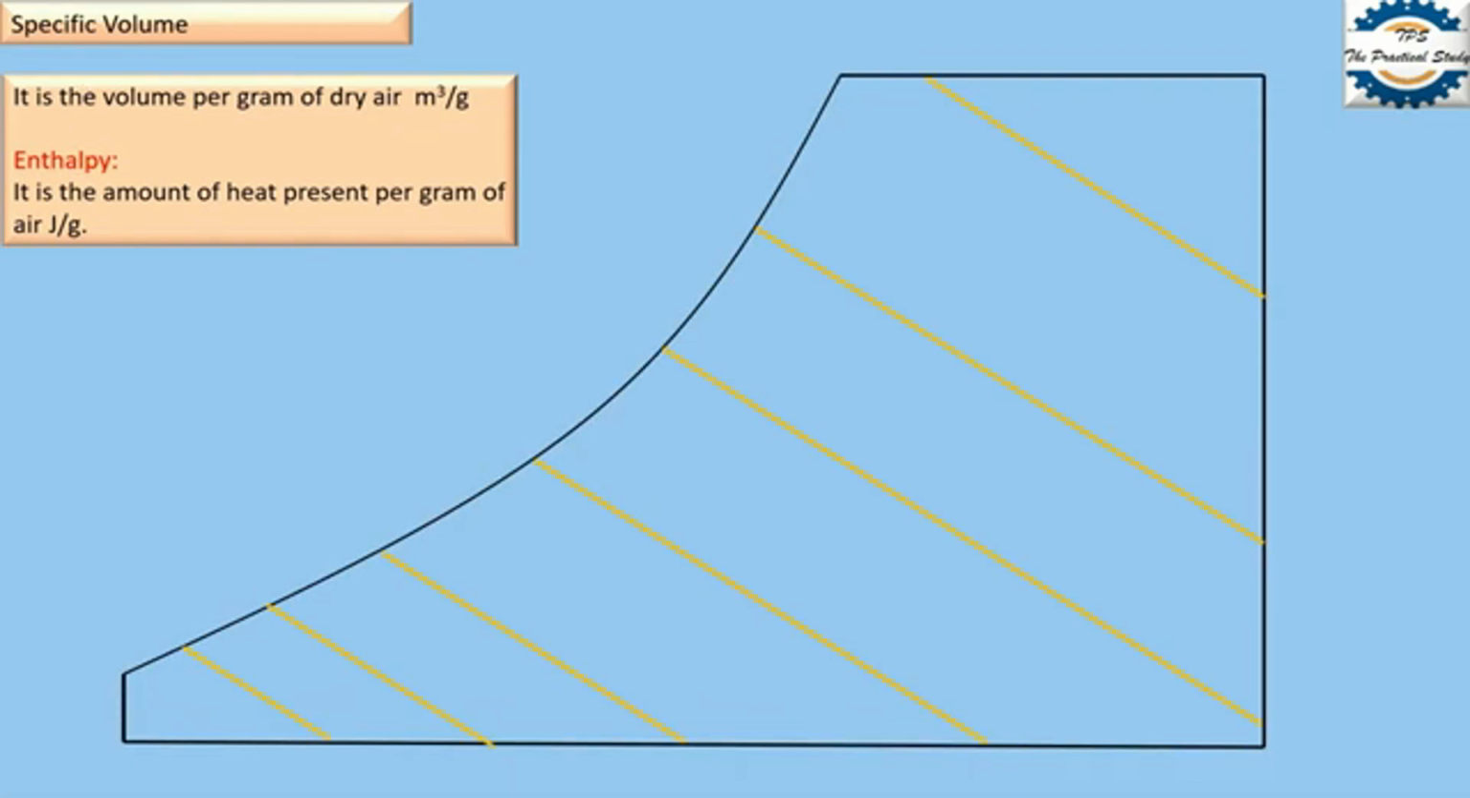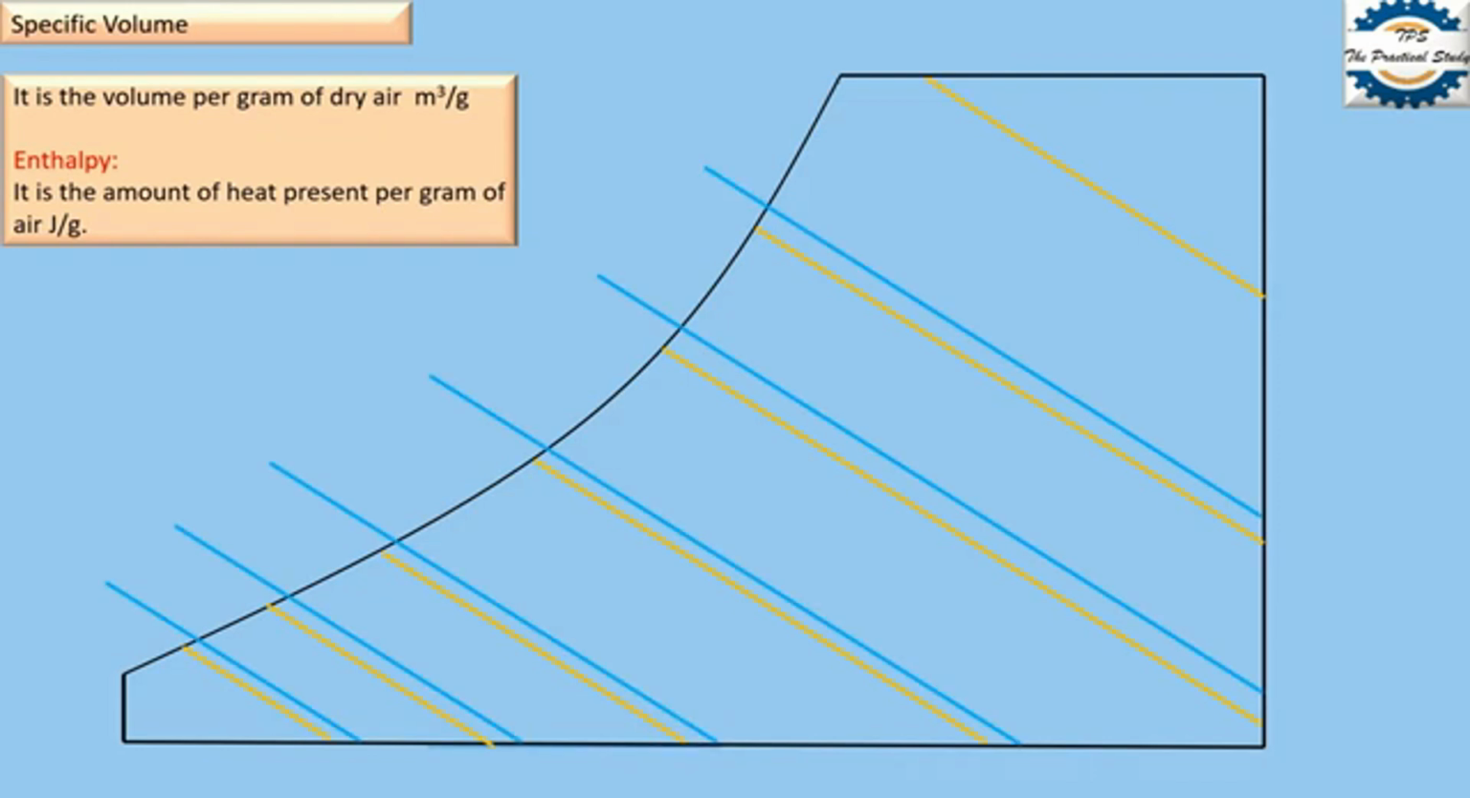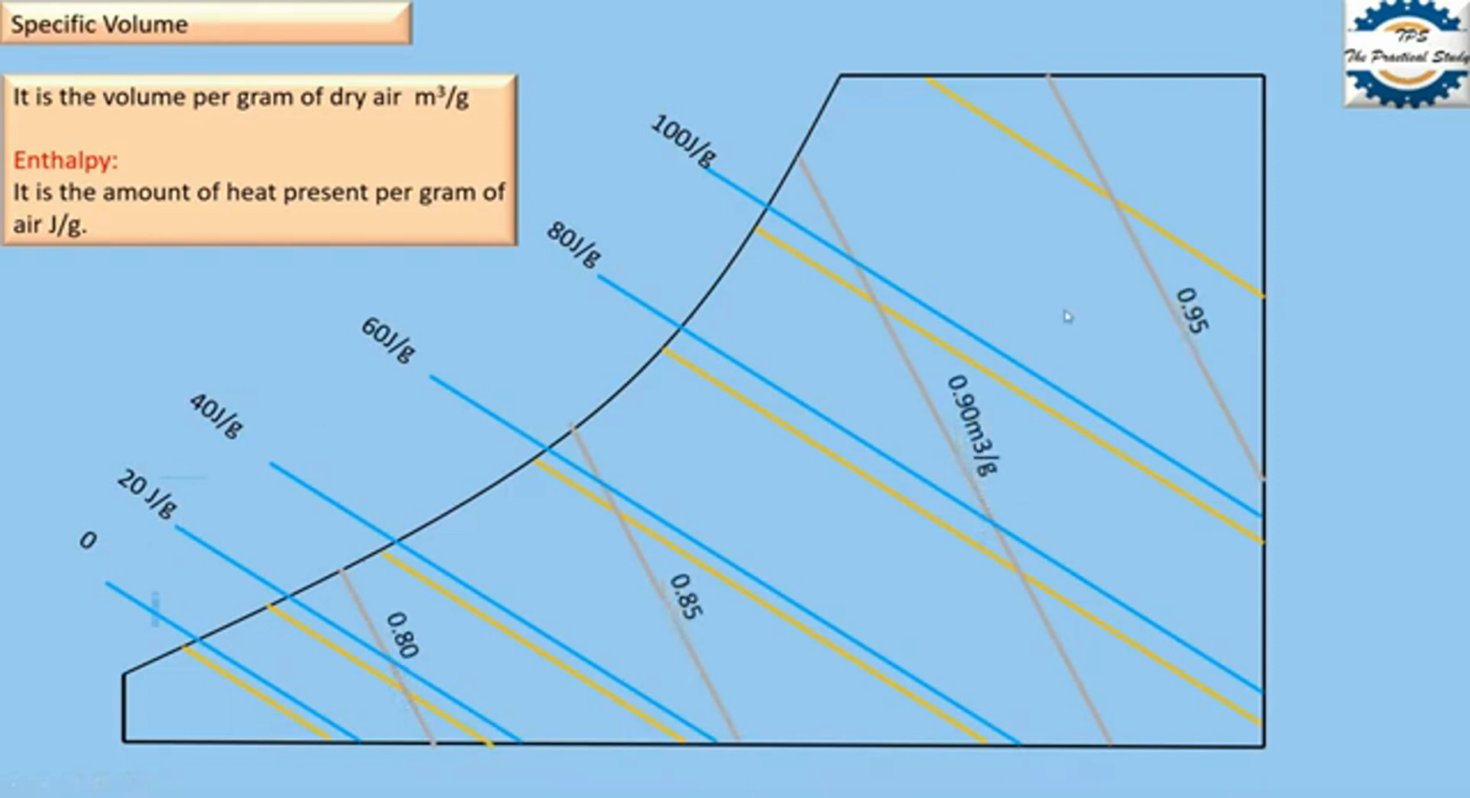As this is the wet bulb temperature lines. Why have I drawn it again? Because the enthalpy lines are very much similar to the wet bulb temperature lines, but these lines are extended towards the enthalpy scale. The enthalpy scale is joule per gram. Now draw the specific volume lines and specific volume scale. Its scale is 0.80 to 0.95 meter cube per gram.